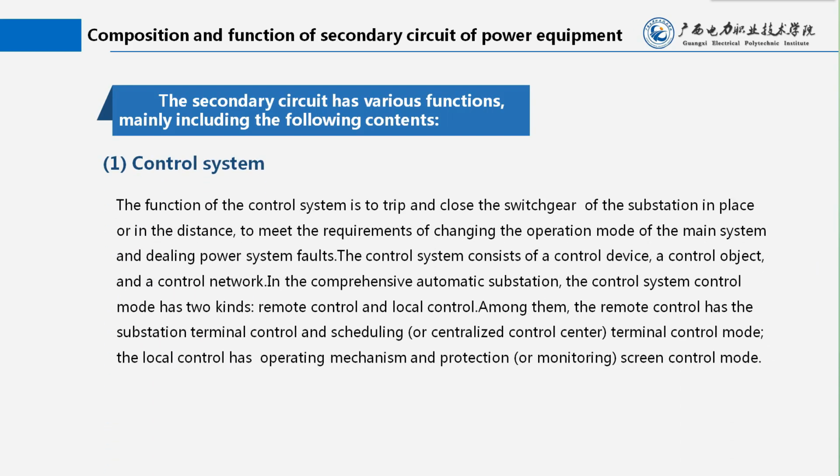1. Control system. The function of the control system is to trip and close the switchgear of the substation in place or in the distance, to meet the requirements of changing the operation mode of the main system and dealing with power system faults. The control system consists of a control device, a control object, and a control network. In the comprehensive automatic substation, the control system control mode has two kinds: remote control and local control. Among them, the remote control has the substation terminal control and scheduling, or centralized control center, terminal control mode. The local control has operating mechanism and protection, or monitoring, screen control mode.